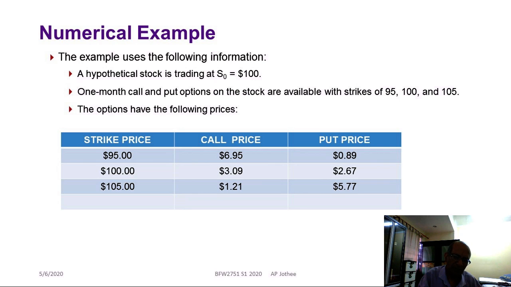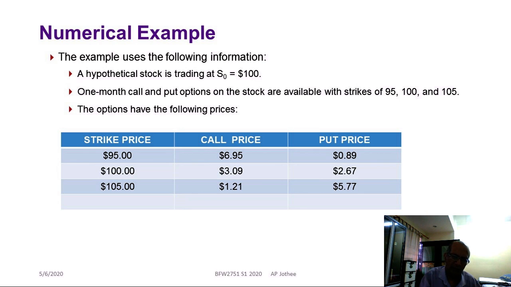When the strike price is 95, the call option is very expensive because now it's 100, but you are buying something lower than at the money. So it is $6.95. But if you buy at the money, $100 also, it is $3.09. But if you buy above the current stock price, it is $1.21.